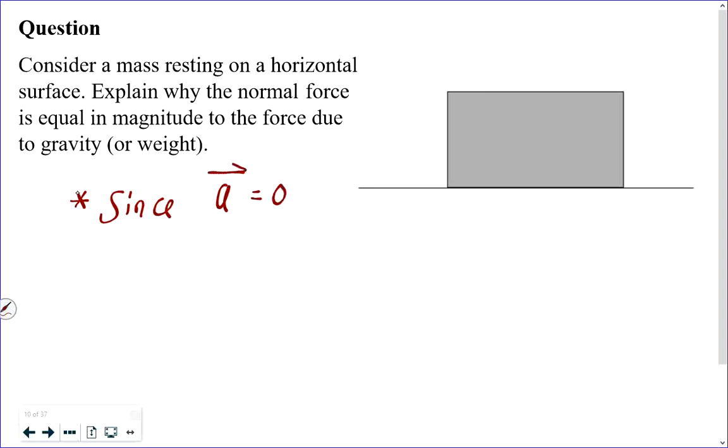And quite frankly, it doesn't matter whether I use a vector symbol here or not, because 0 is 0. But if the acceleration is 0, and it is because the object is at rest, since a equals 0, F net equals 0. And this is really kind of a statement of Newton's first law of motion, but now you should understand why that's the case. Because F net is ma, and if a is 0, F net must be 0, because the mass times 0 will give you 0 newtons. And that means the forces are balanced.